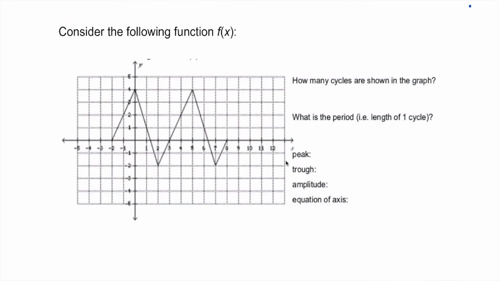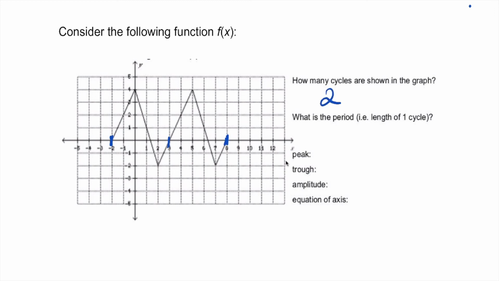Okay, so let's look at the next example where we're given a graph, f of x. First of all, the question is to determine how many cycles are in the graph, and how many things we can see repeating. So if we go from here, following the pattern, it seems like it ends here and it starts again and it ends over here. So it looks like we have 2 cycles.